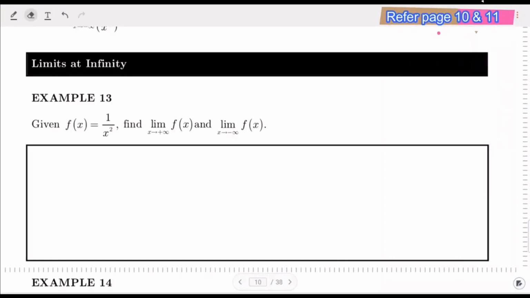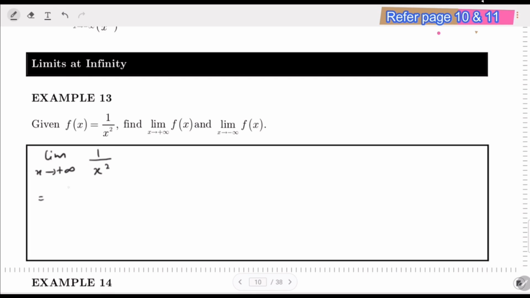Limits at infinity. Example 13, given f of x equal to 1 over x squared, find limit x approaches positive infinity f of x and limit x approaches negative infinity f of x. Firstly, we're going to find limit x approaches positive infinity for the function 1 over x squared.